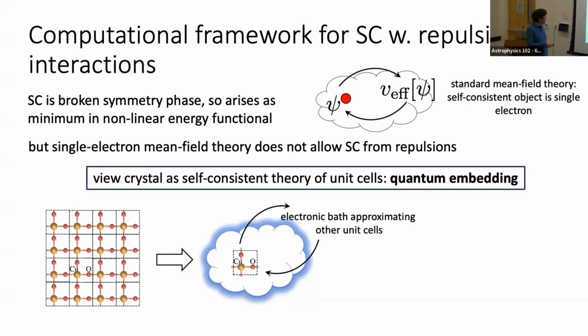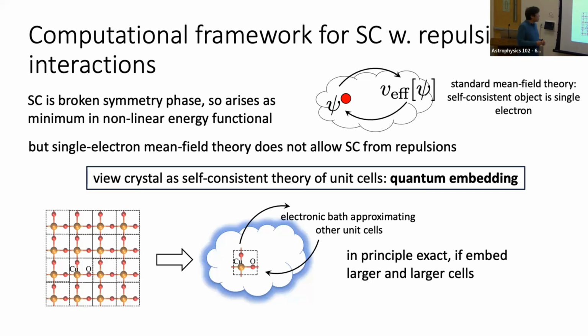And this is a self-consistent process because this approximate environment is actually just made of all the unit cells. So although it has to be an approximation, otherwise I have to solve the full bulk problem, every time I improve my description of this unit cell, I have to improve the description of the environment. So you have to have a nonlinear energy function like this. Okay, so this is a general class of computational techniques, what I refer to as quantum embedding techniques.